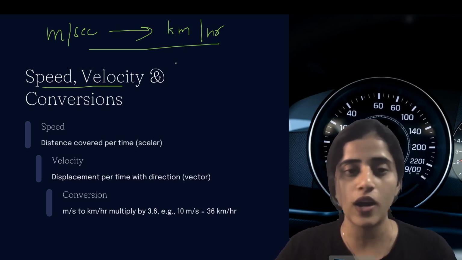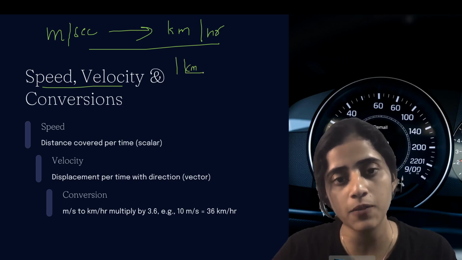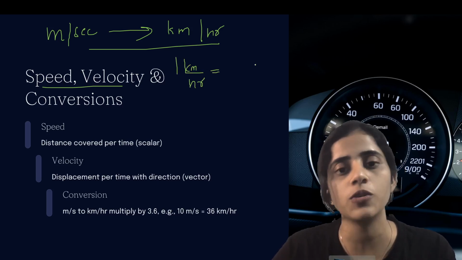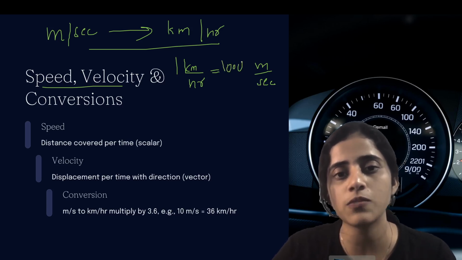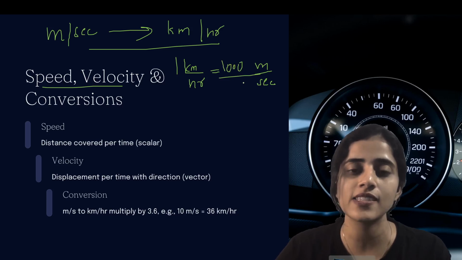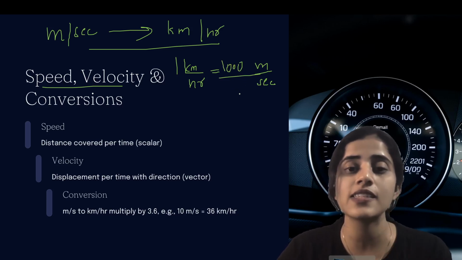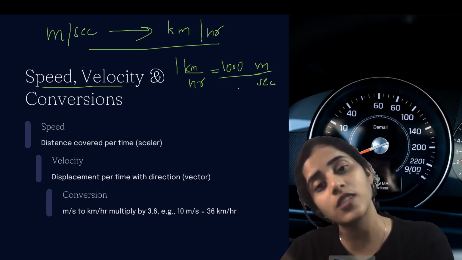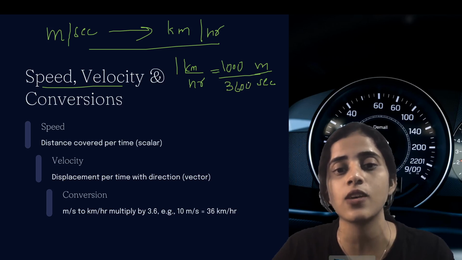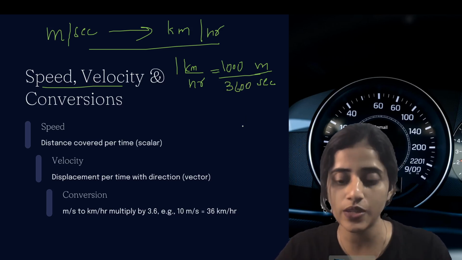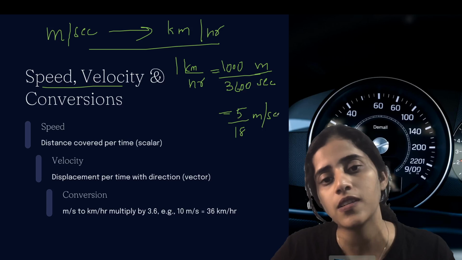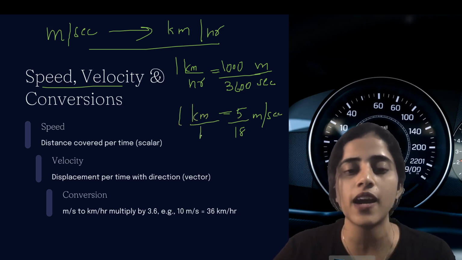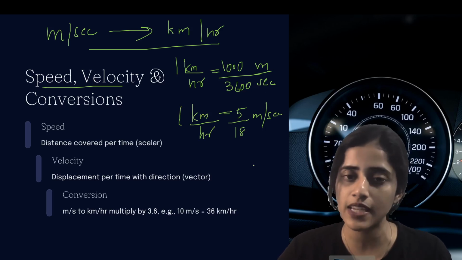Okay, so let's say you have to convert 1 kilometer per hour to meters per second. How will you do that? 1 kilometer is how many meters? 1000 meters. 1 hour is how many seconds? 1 hour is 60 minutes. 60 minutes is 60 into 60 seconds. So 60 into 60 is 3600 seconds. Now if you do the math, if you divide it, what will you get? You will get 5 by 18 meters per second. So 1 kilometer per hour is 5 by 18 meters per second.